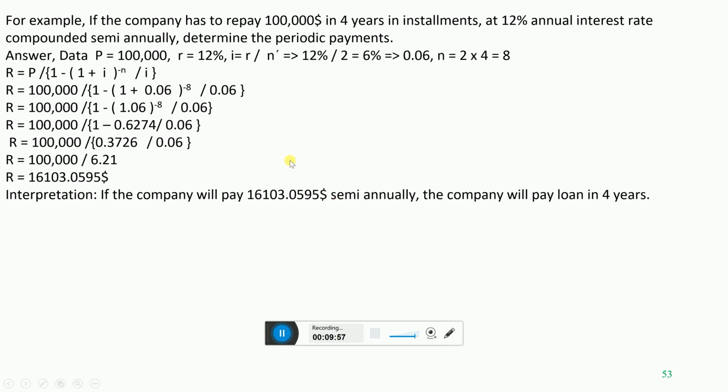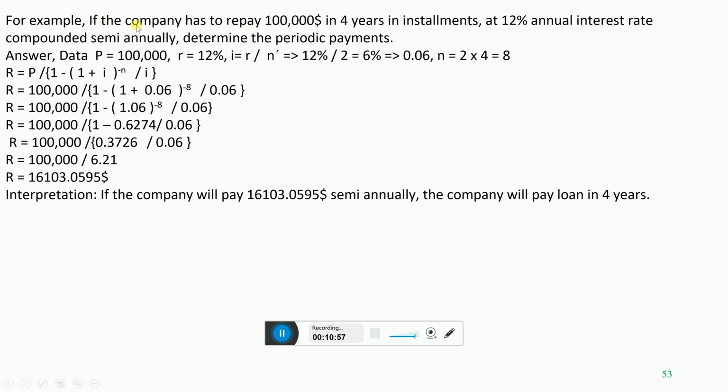Here again, for example, another example: if the company has to repay $1 lakh in 4 years in installments at 12% annual interest rate compounded semi-annually, determine the periodic payments. So, in this second example, the principal amount of the loan is $1 lakh, and the borrower, the company, has to repay in 4 years in installments. The annual interest rate is 12%, compounded semi-annually. It means the borrower will repay the installments twice in a year, 2 installments in a year. Determine how much amount the company should repay in each installment.